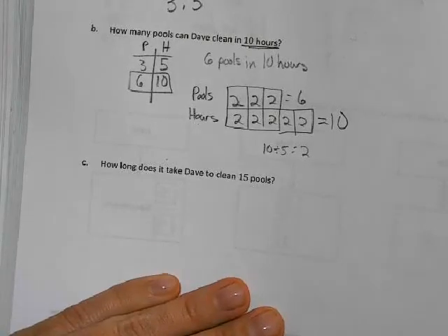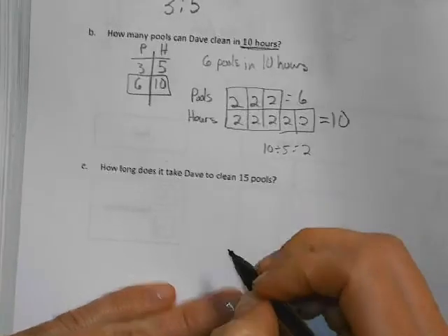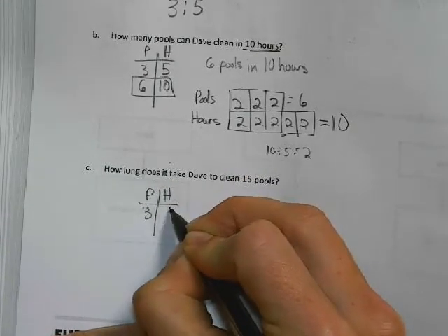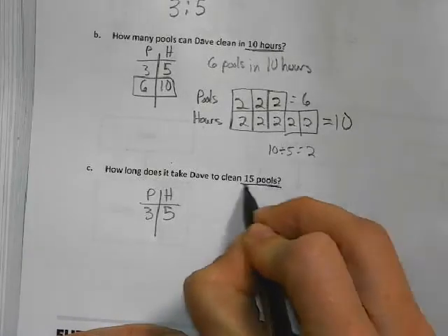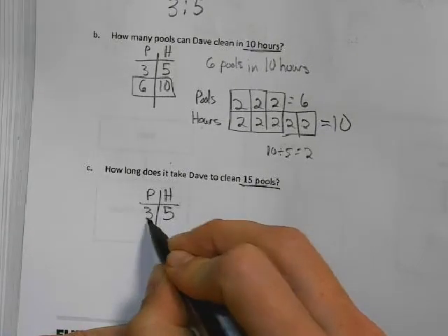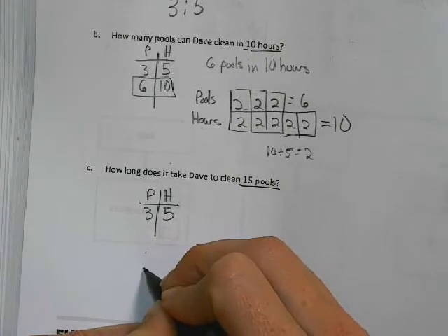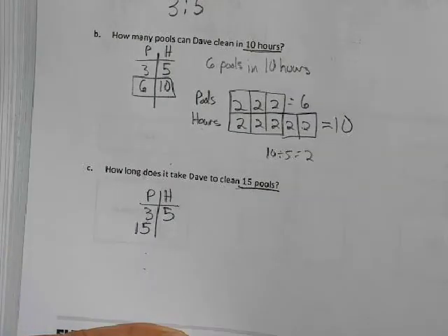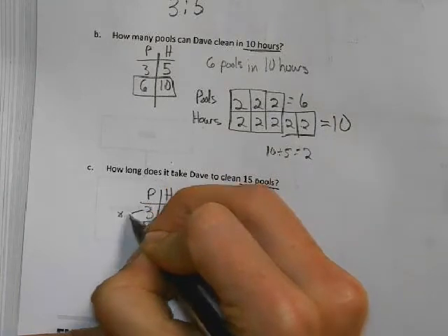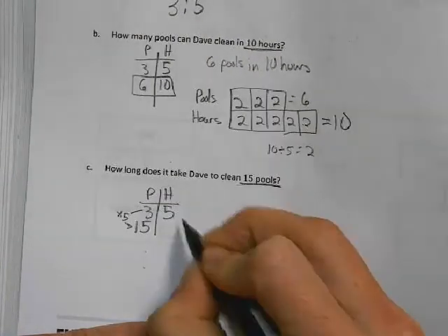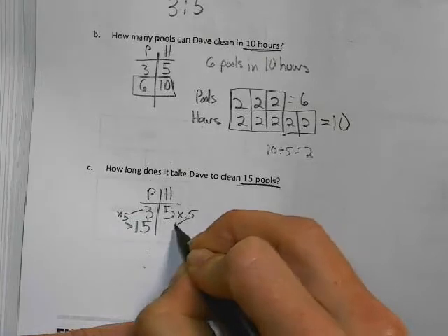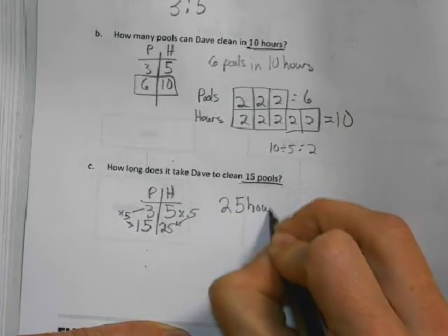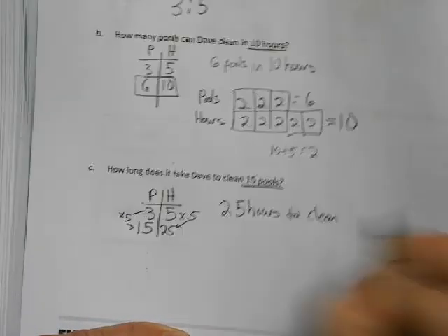The last one asks me how long does it take Dave to clean 15 pools. And again, it's the same idea. If you're doing that tape diagram, you have a 3 to 5 hours. This is 15 pools though, so I can either skip count 3, 6, 9, 12, 15, or I can recognize that I'm going to 15 pools, so I'm going from a 3 to a 15. 3 times 5 gives me 15, so I have to do the same thing over here. 5 times 5 gives me 25, and so it would take him 25 hours to clean 15 pools.